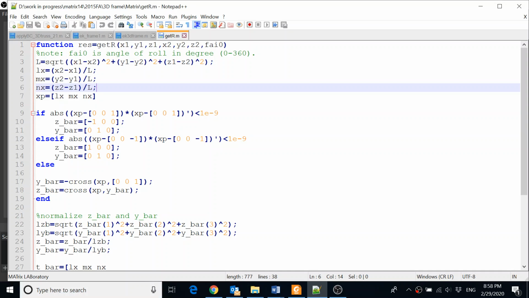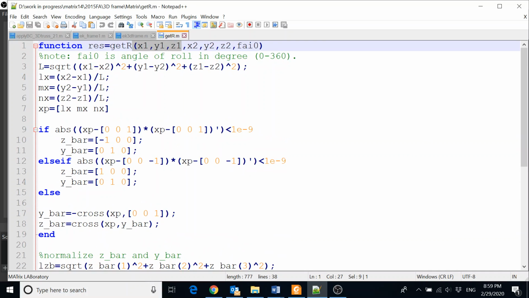As we said, to get this rotational thing going, all you need is 3 coordinates of the first node and 3 coordinates of the second node and the angle of phi. I like to put phi 0 in here. This 0 is not really a 0, it simply means it's for degree. So the number you put in here should be from 0 to 360, because if you do phi, it could be in radii.